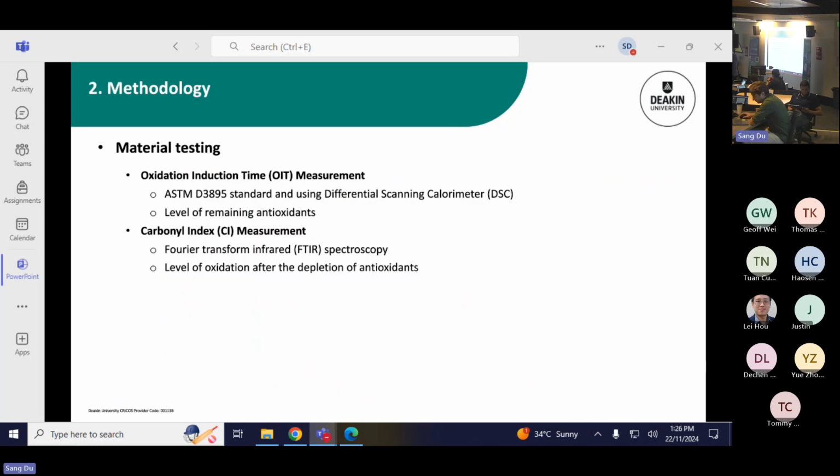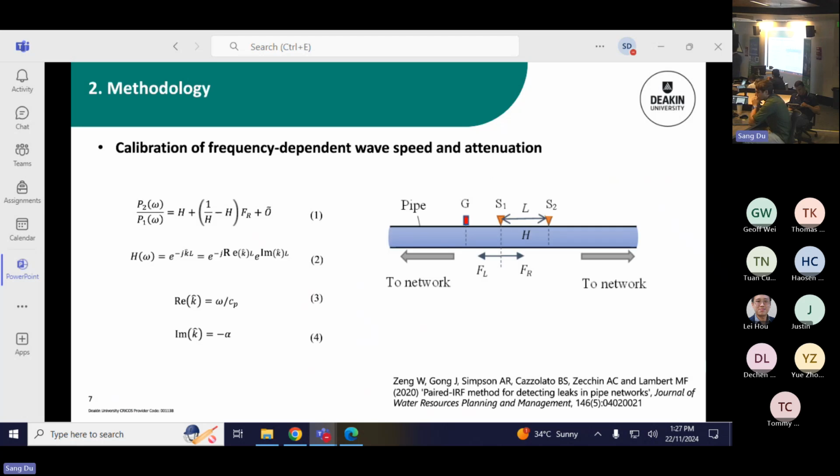Then after different weeks, we just pull out the sections at different weeks, which means they have different stages of aging or deterioration. And then we did the so-called material testing to quantify the material condition. Then after that, we did the so-called calibration of the frequency dependent wave speed and attenuation, which governs the signal dissipation and dispersion.